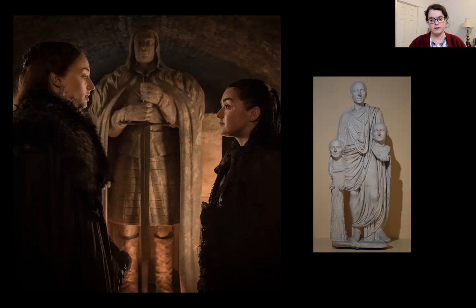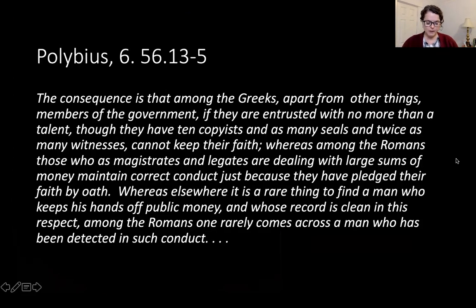The Romans were so successful in perpetrating this myth of Roman honesty that in Polybius, we find the following description of the character of the Romans. The consequence is that among the Greeks, apart from other things, members of the government, if they are entrusted with no more than a talent, though they have 10 copies and as many seals and twice as many witnesses, cannot keep their faith. Whereas among the Romans, those who as magistrates and legates are dealing with large sums of money maintain correct conduct just because they have pledged their faith by oath.